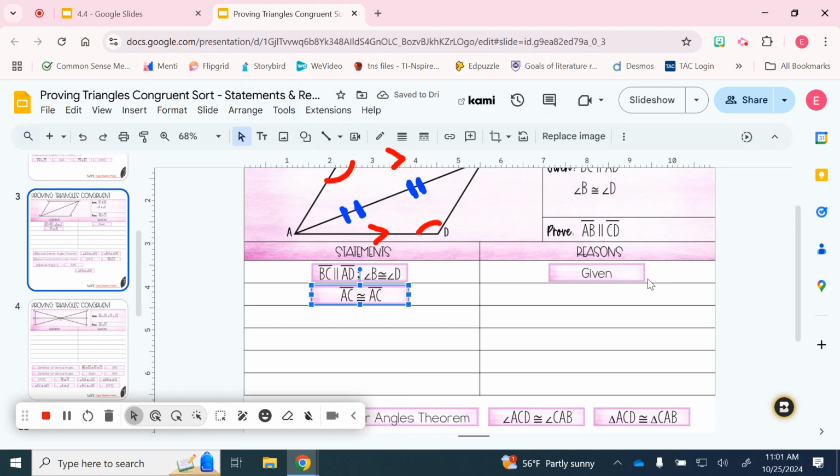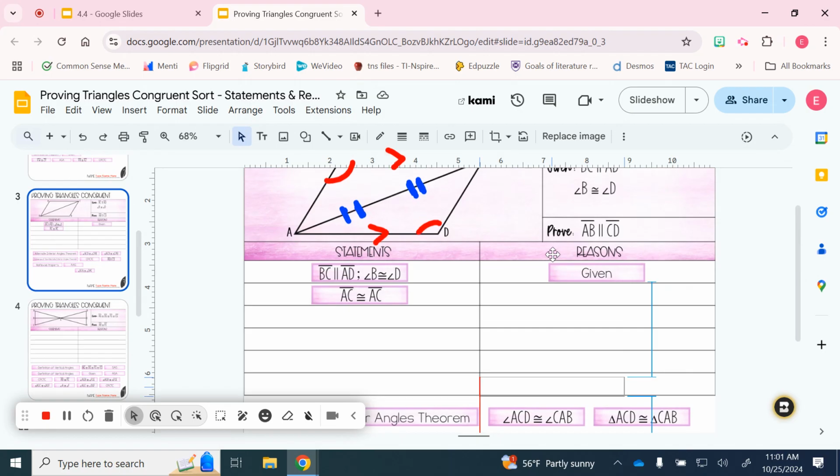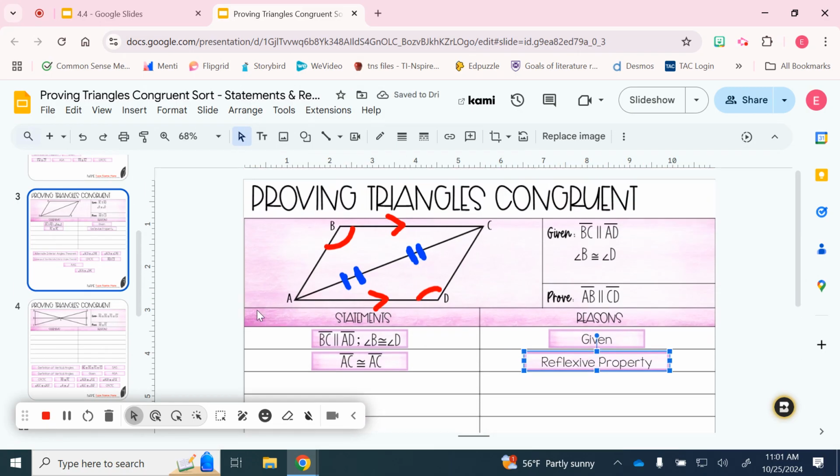And what would my reason be? Reflexive property. So I'm going to take this reflexive property and bring this up here. But again, notice how I'm marking all this. And this is where these markings are going to come in really handy.